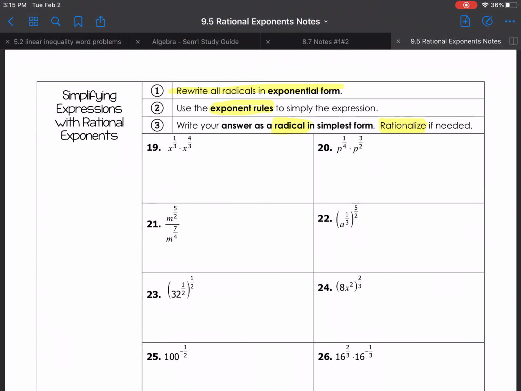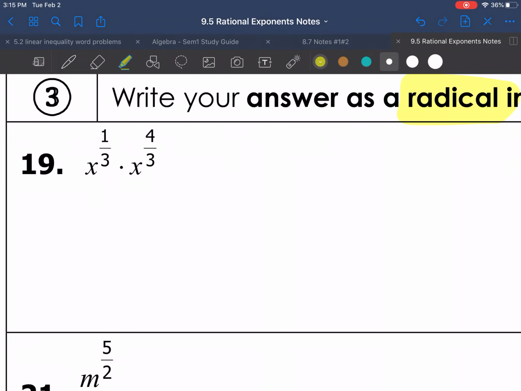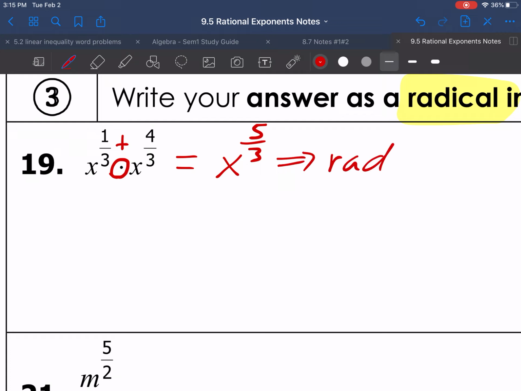And I'm going to zoom in here so you can really focus on one at a time. So let's do number 19 first. So for number 19 then, basically, do you see how you have x's that are being multiplied together? Well, our rule always said if I want to multiply the x's, I should actually just add up their exponents. So a 1/3 plus a 1/4 would give me an x to the 5/3, right? And typically that could be my final answer, except we have to write this as a radical.